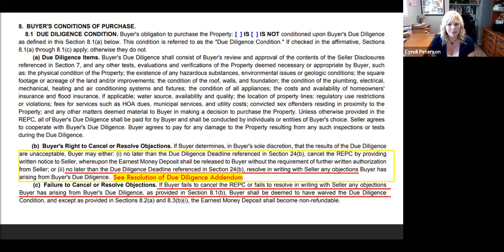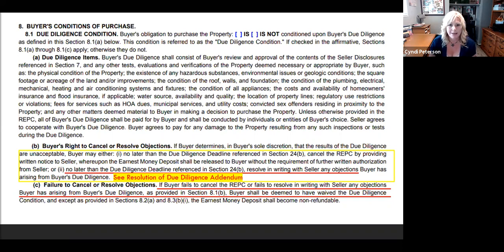So I want to make sure that everybody understands that in this section, if the buyer does want things fixed and they're not okay with the way things went, or they need to address some items, basically if it's unacceptable to the buyer, you can see here that the buyer, no later than the due diligence deadline referenced in section 24B, can cancel the REPC by providing written notice to the seller. Again, I want to state that again.